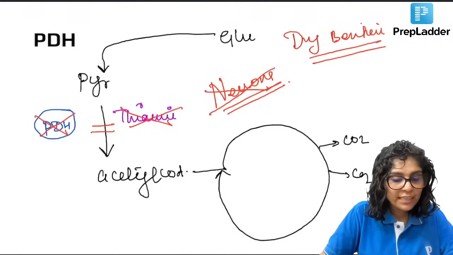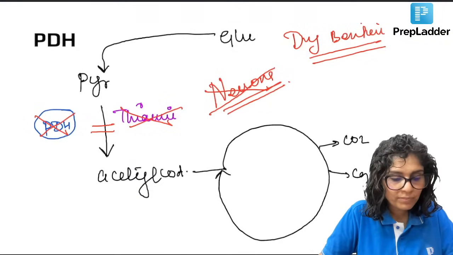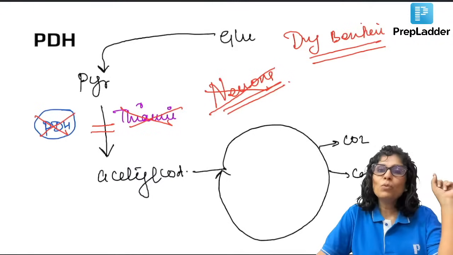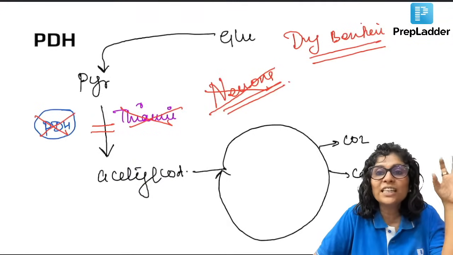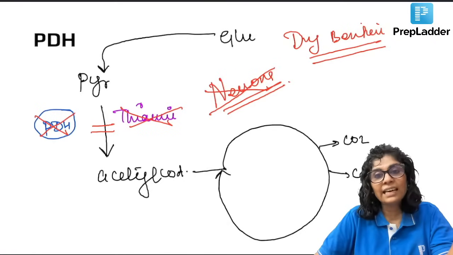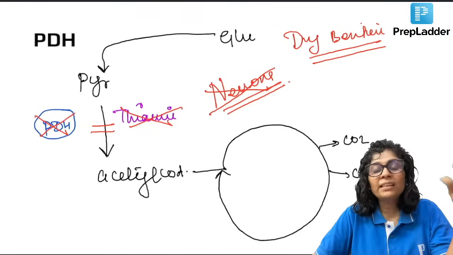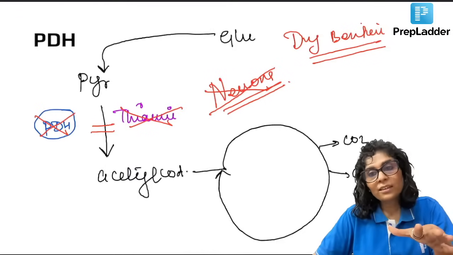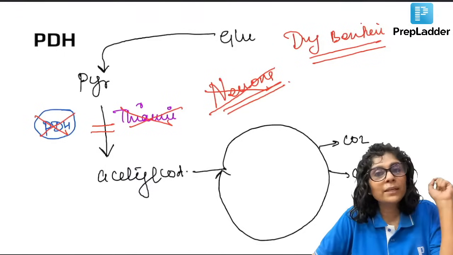So why should thiamine deficiency cause dry beriberi? Welcome to the real world. Excellent. When there is thiamine deficiency, PDH complex is inactive. Without PDH complex, aerobic utilization of glucose cannot happen. Neurons get affected, and that causes dry beriberi.